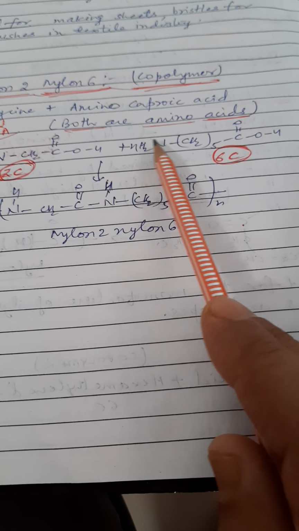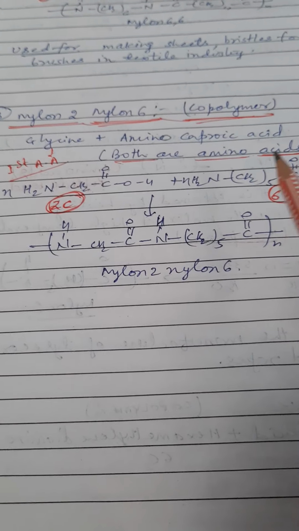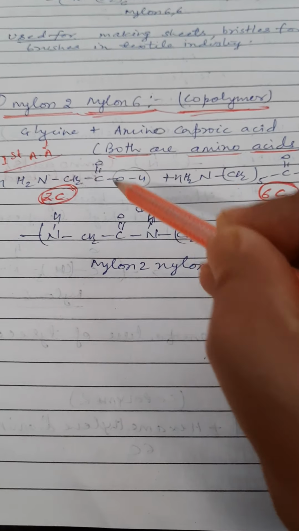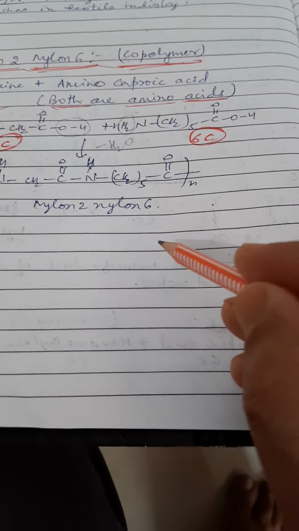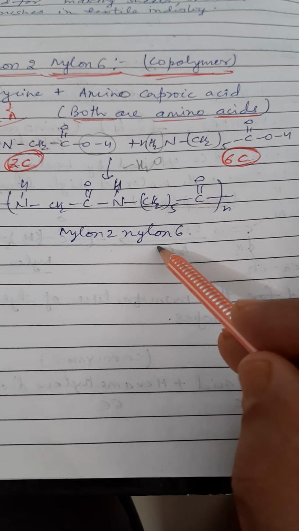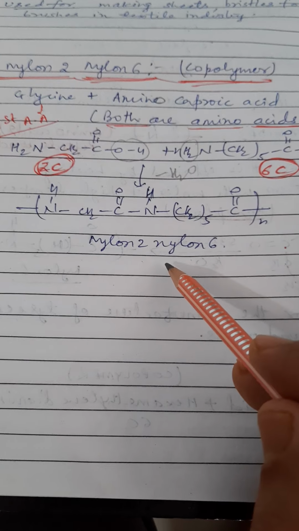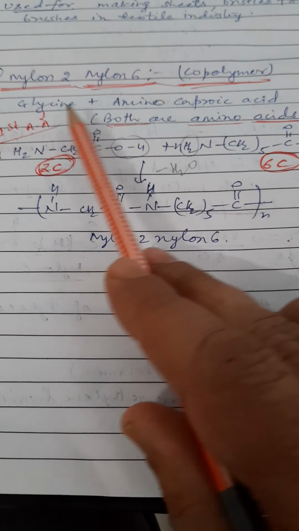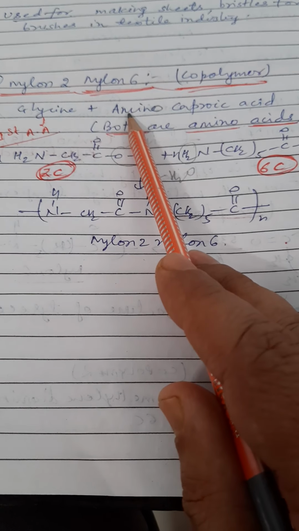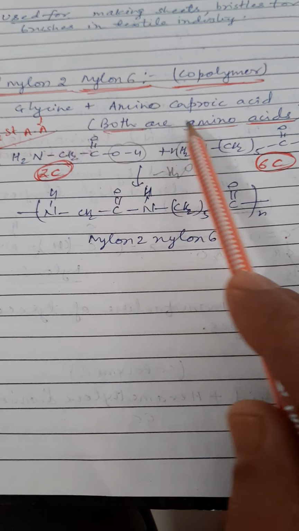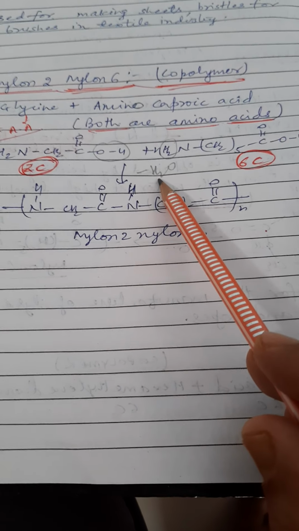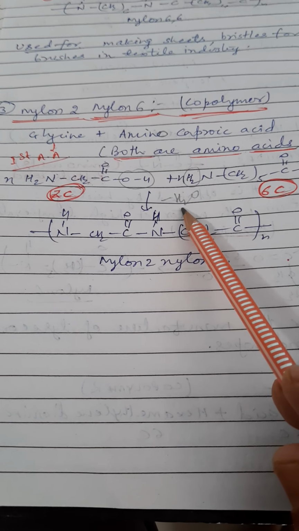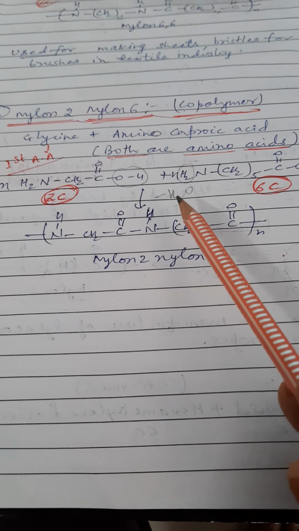The same condensation polymerization occurs, with removal of a water molecule. In the removal of the water molecule, OH group from the acid and hydrogen from the amine are lost as H2O, and the compound you get is nylon 2, nylon 6. So once again, nylon 2, nylon 6 is a copolymer because of two different monomeric units, and these two compounds are amino acids. In the formation of nylon 2, nylon 6, the removal of a water molecule is called condensation polymerization.